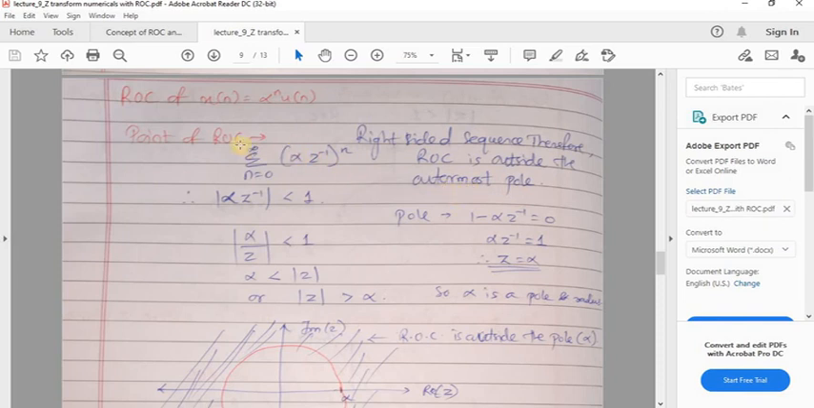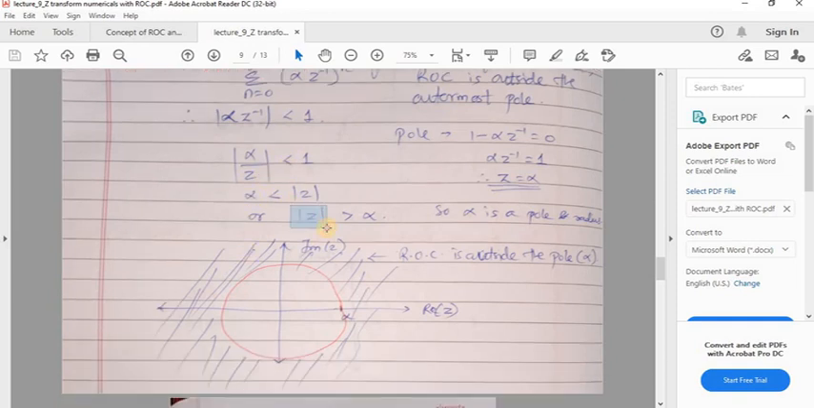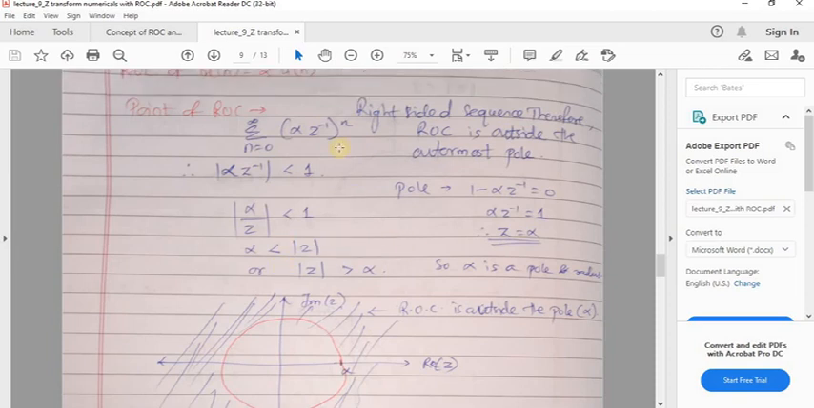So ROC is outside the outermost pole. After taking mod of this term less than 1, we can simplify. By simplifying, z inverse becomes 1 upon z. So mod of alpha upon z less than 1. After cross multiplying z with 1, this will become mod of z greater than alpha. So z is greater than alpha, and this alpha is a pole.